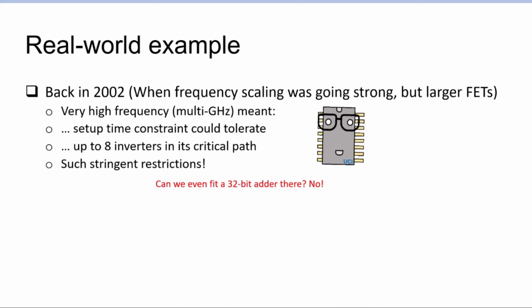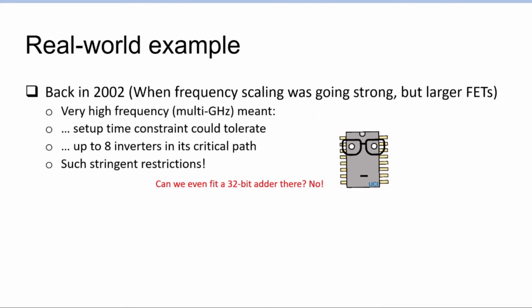So having a multi-gigahertz, very, very high clock frequency with larger transistors meant, according to their benchmarks, the setup time constraint, the propagation delay constraint, could only tolerate up to 8 inverters in its critical path. So something like a sequence of 8 transistors in the critical path. And this is a really, really stringent restriction. If you remember the 1-bit full adder that I showed as an example a couple of slides ago, the critical path there was 3 logic components, an XOR gate, an AND gate, and an OR gate. And that's already pretty much filling up the whole budget of the critical path. The 8 inverters critical path is pretty much already taken up by that single 1-bit full adder.